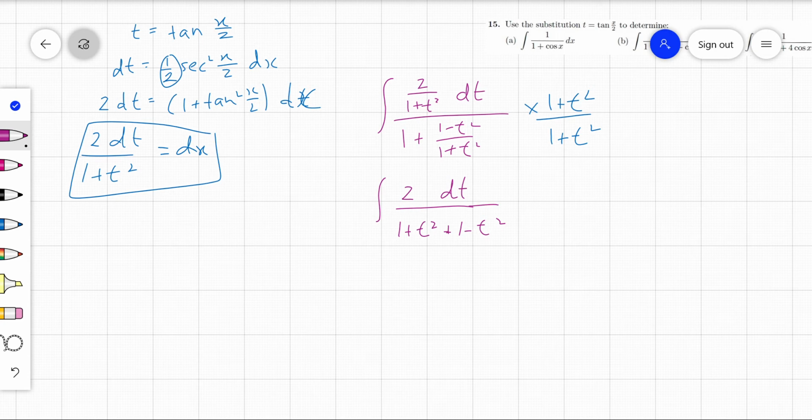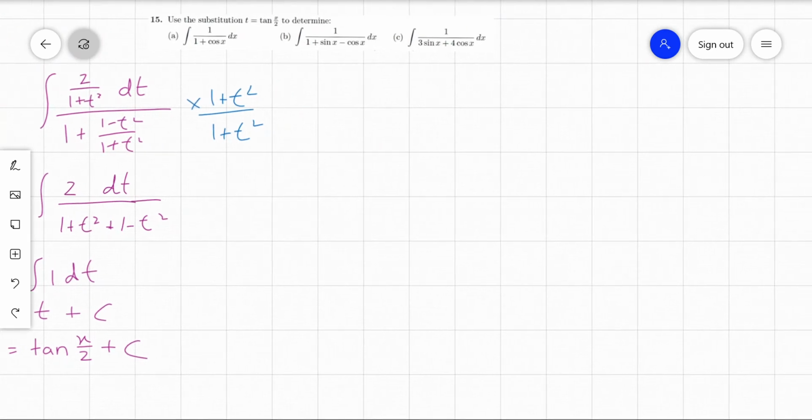Yeah. So if I simplify that a little bit, you can see at the bottom the t squareds will cancel. I'm just going to get a 2 on the bottom. So there's a 2 on top and bottom that are going to cancel. So really I'm just integrating 1 with respect to t, which we know is just t plus c. And t, remember, represents tan x on 2. The hard part is remembering to put it back in terms of x. Yeah, easy to forget. All right, so let's go to the next one and have a look.